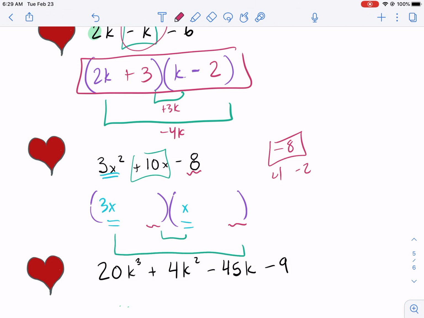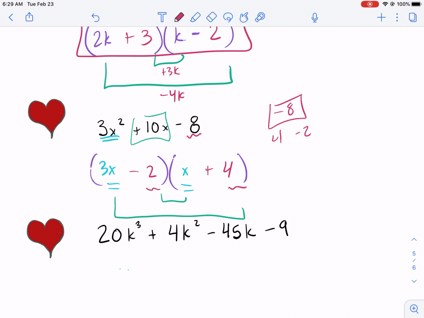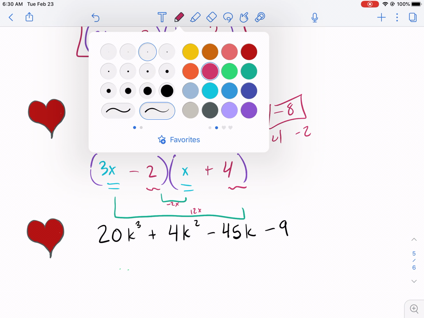Okay, that works. I want my smaller one over here not to be multiplied by 3. My bigger one to be multiplied by 3. This will give me negative 2x. This will give me positive 12x. Those two added together give me 10x. This is the correct factored form. Let me use gold.